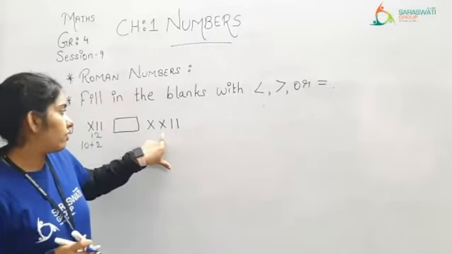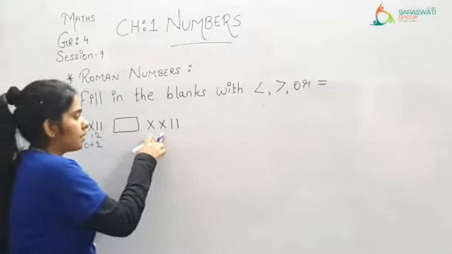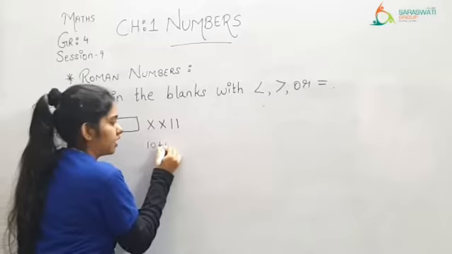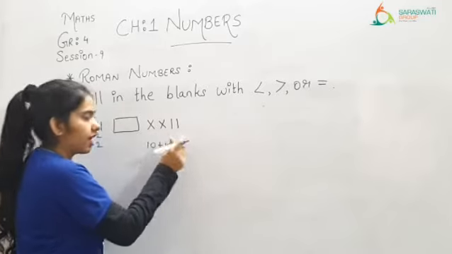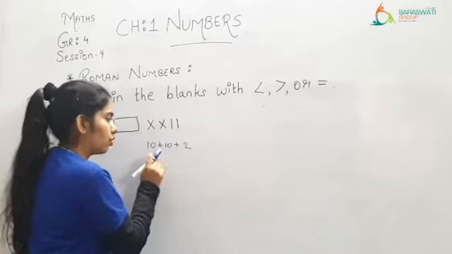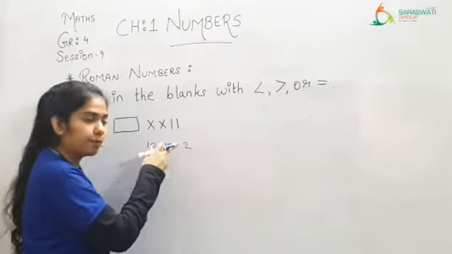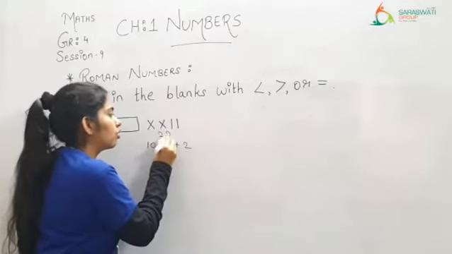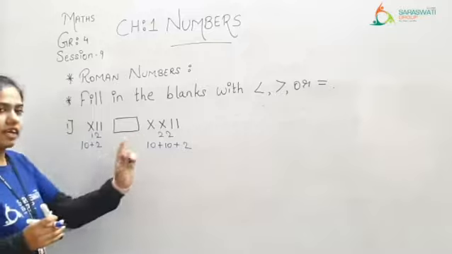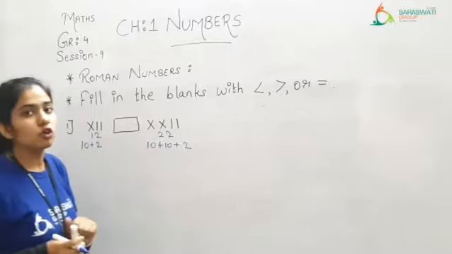Now we will write this number: 2 times X is 10 plus 10. And then 2 times I, so plus 2: 10 plus 10 is 20, plus 2 is 22. So here we have two numbers to compare, 12 and 22.